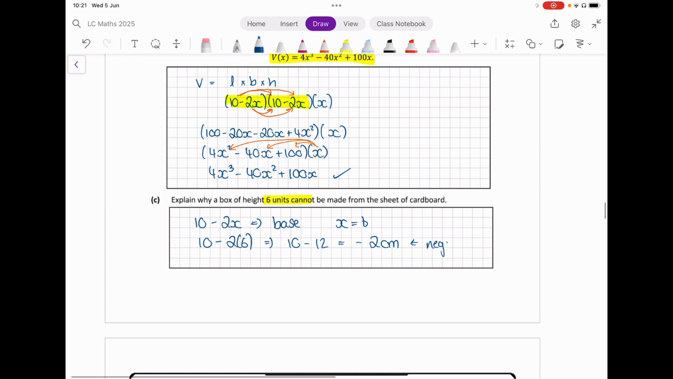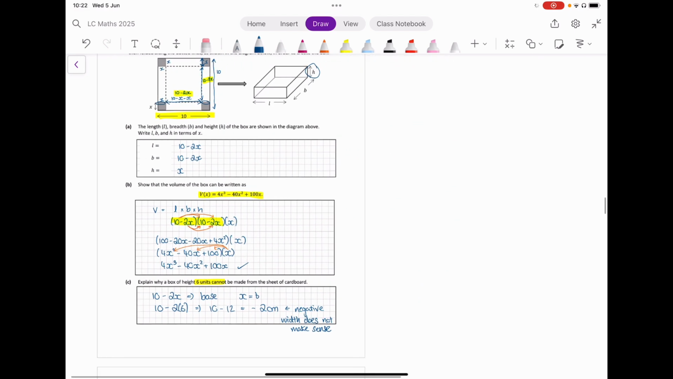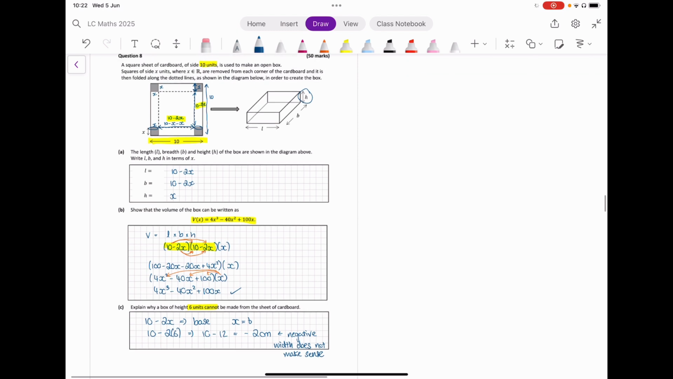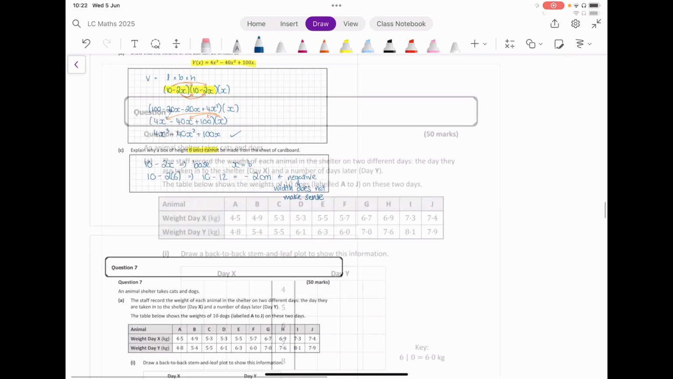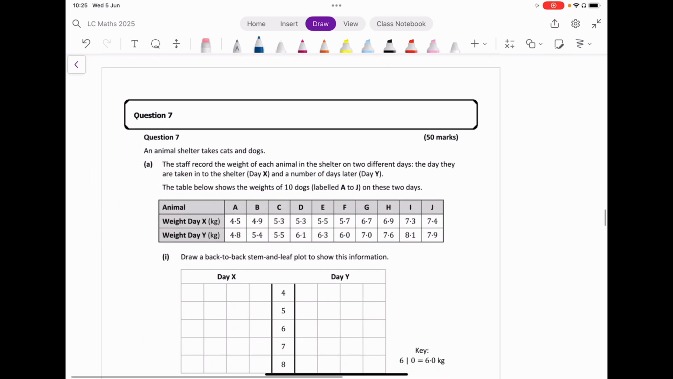A negative width or base does not make sense, or can't occur, anything along those lines. So that's that question. Again, a question that looks quite difficult and could have thrown a lot of students off, but if you just take your time and go step by step, you'd actually be able to do it in no time.